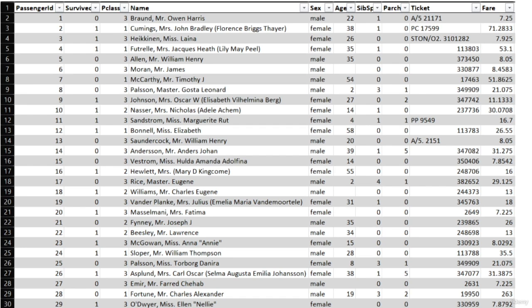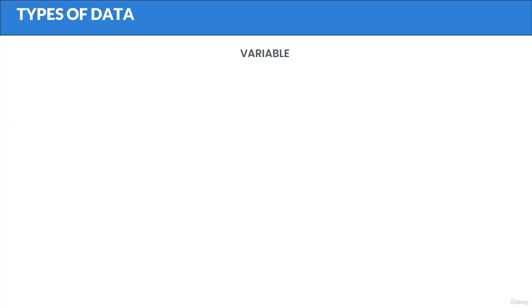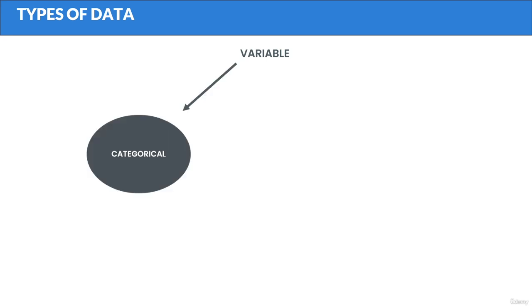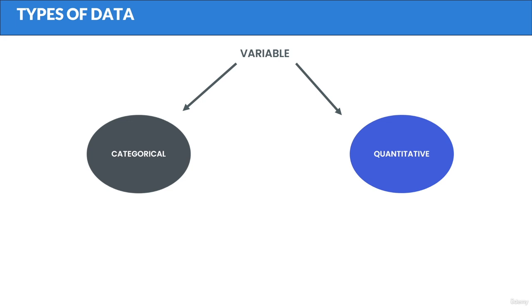The first term that we need to know about is variable. A variable has a different definition in programming, but from a general perspective, a variable is just a characteristic, number, or quantity that can be measured or counted. Variables can then be broken down into two main types, categorical and quantitative.